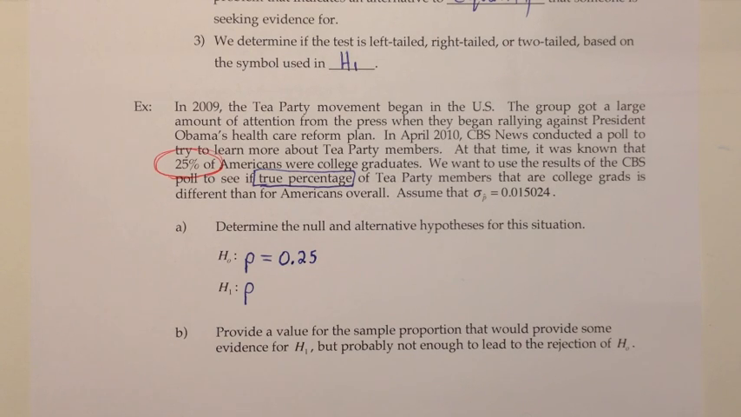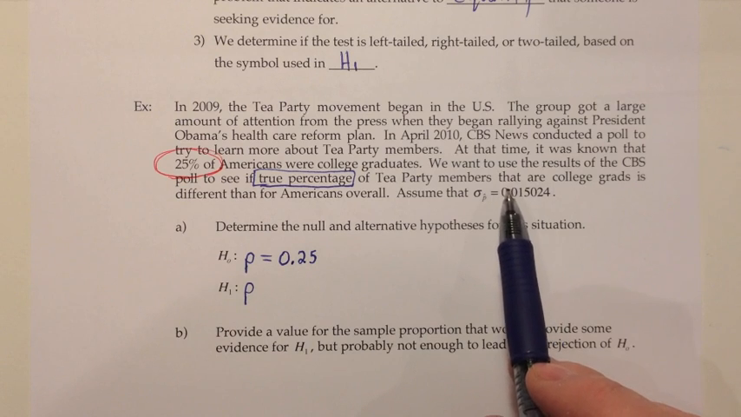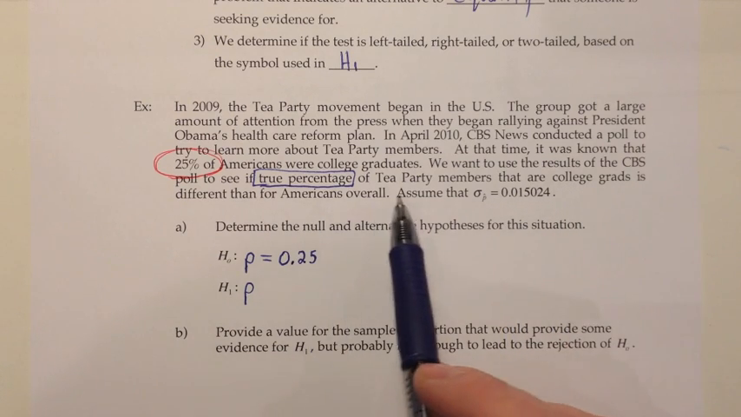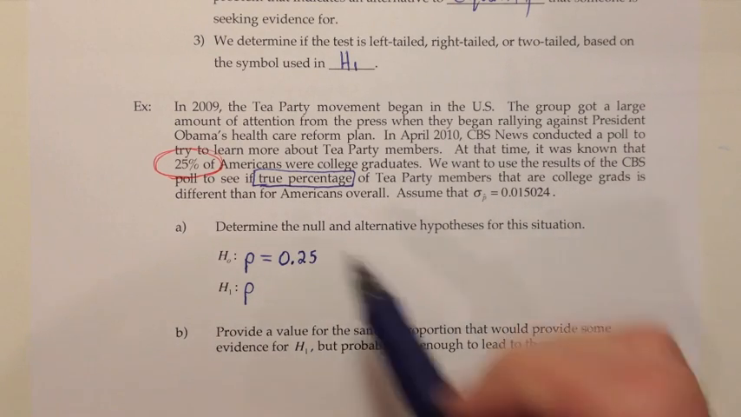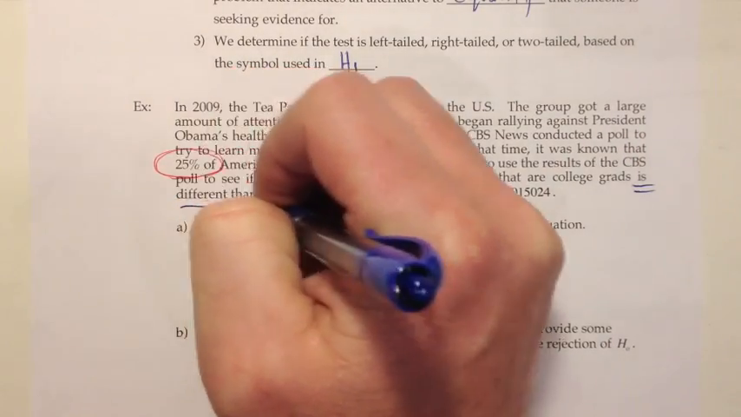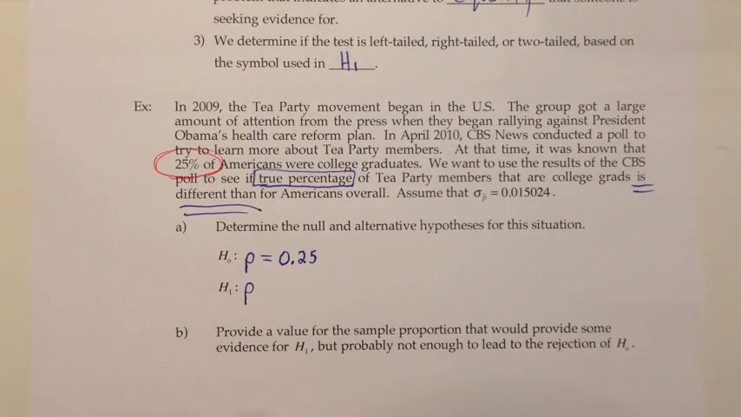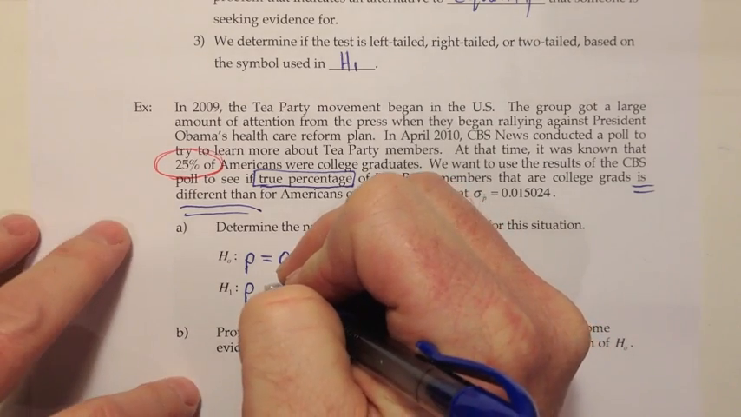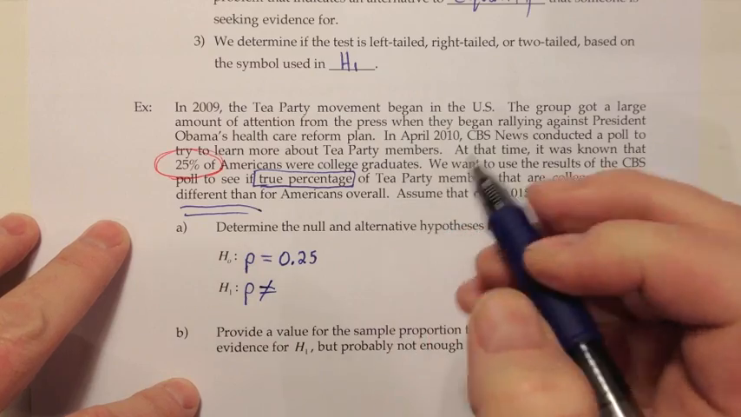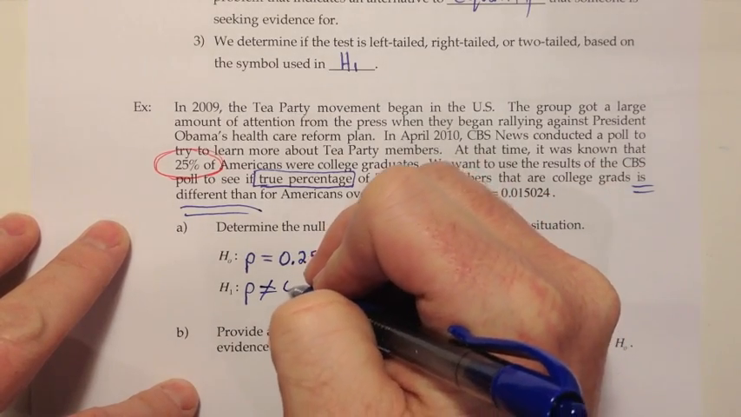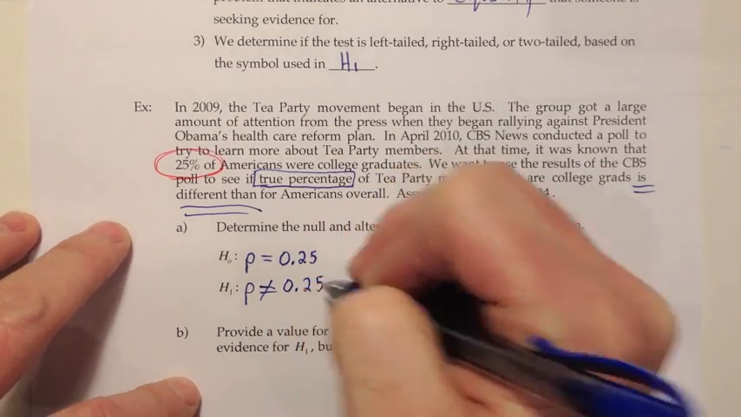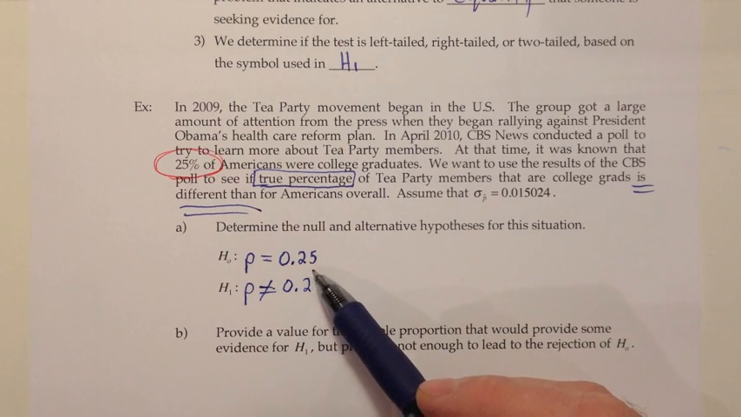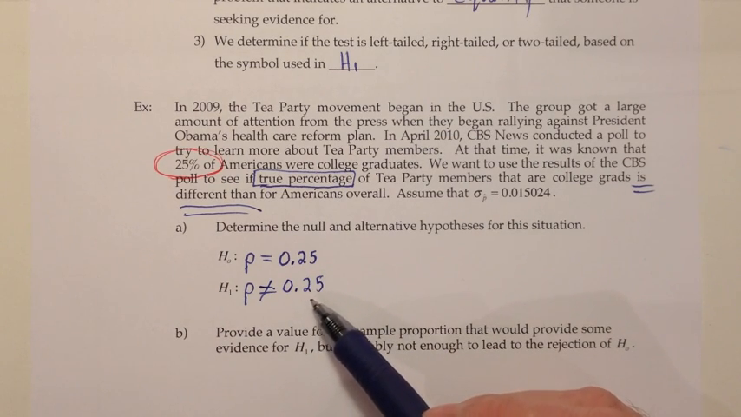Okay, so now for the alternative, we want to find something that somebody's stating that would be not equal to 25. So let's see. We want to use the results of the CBS poll to see if the true percentage that are college grads in the Tea Party is different than. So that is different than doesn't say higher and it doesn't say lower, it just says it's different, and that means it could be higher or lower, and the way we denote that is by putting an equal sign with a line through it, which would be read as does not equal 0.25. So the initial claim is that p is 0.25, the alternative is that no, it's not.